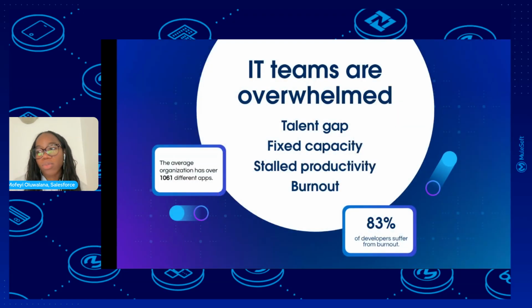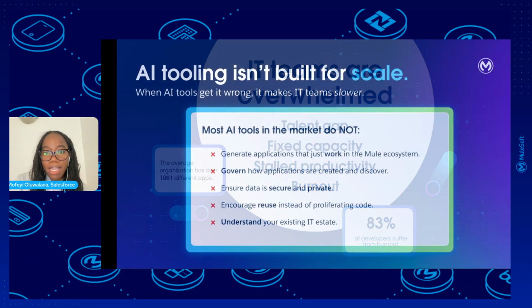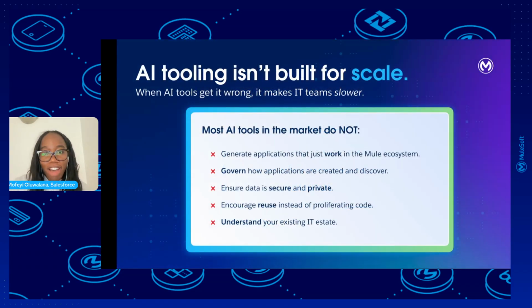IT teams are overwhelmed, and teams are constantly being asked to do more with less. Developers everywhere are turning to AI to generate code faster, and enterprises are trying to understand how they can leverage and harness this power. But here's the challenge. Vibe coding isn't always that vibey. First, AI tools rarely get it right on the first attempt, requiring multiple prompts and extensive troubleshooting before the results are actually usable and work in the Mule ecosystem.